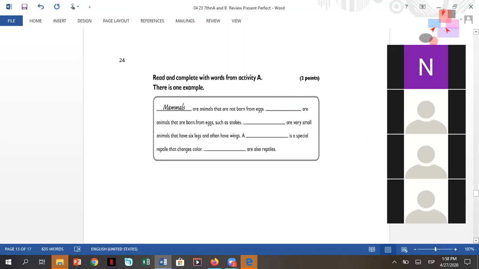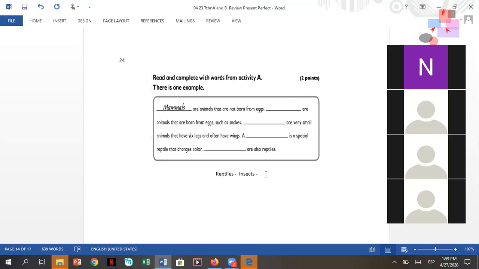Reptiles. Reptiles are animals that are born from eggs. Okay, what else? The next one. Insects. Read the sentence, please. Insects are animals that have six legs.